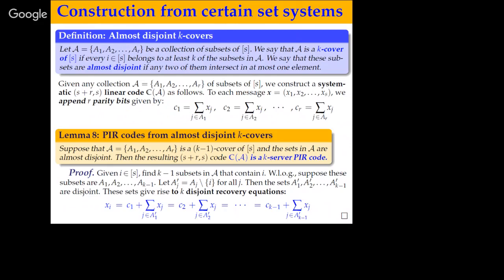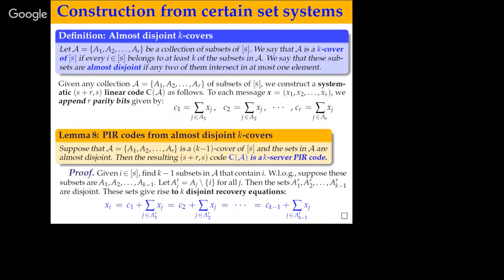Now let's define A prime by taking I out of each of these k minus 1 subsets. Now these A primes are disjoint. Why? Because my original ones were almost disjoint. They intersected in at most one element, but that's I, and I just took it out. Okay? So, all right, so then here are my disjoint recovery equations.